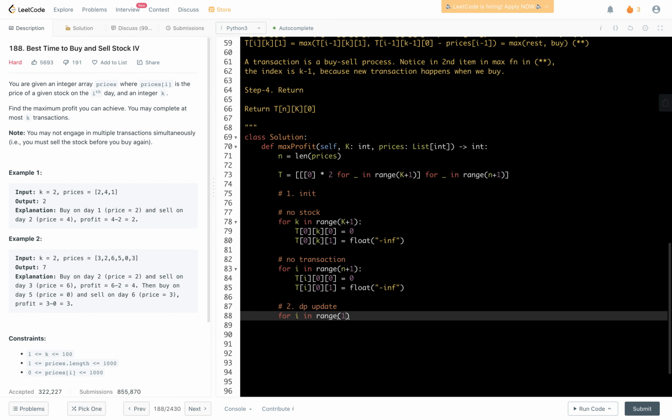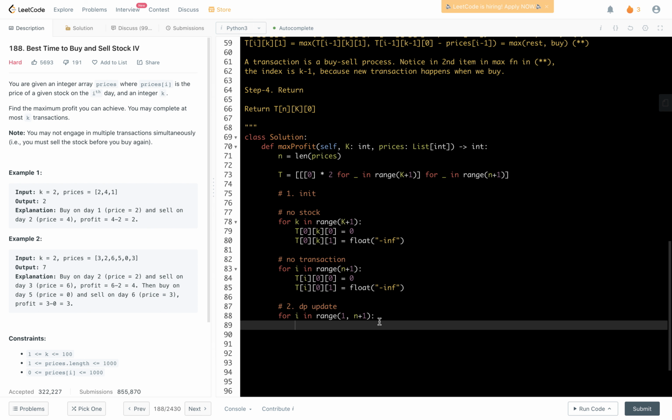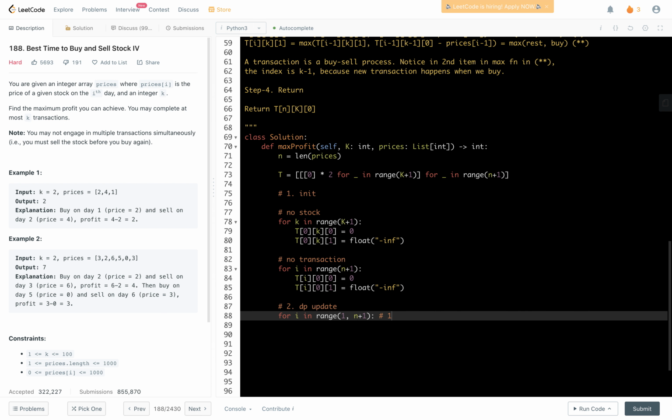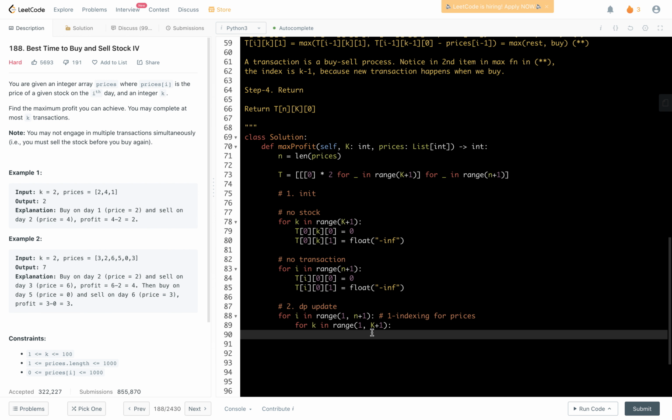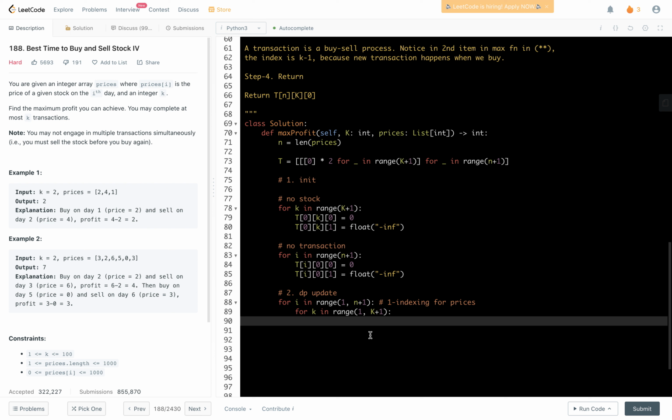Next we are going to do the DP update. This is now routine after the above analysis, right? For i in range, we're going to start from 1 up to n, so we write n plus 1 here. Let's notice that we are using one indexing, or we interpret prices using one indexing. Then we iterate for k in range 1 to K plus 1. We end at capital K, the maximum number of allowed transactions.